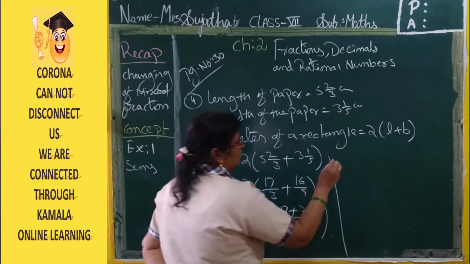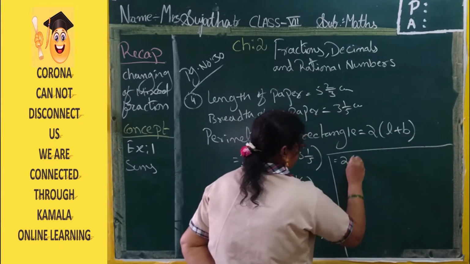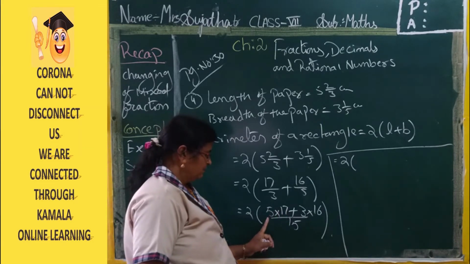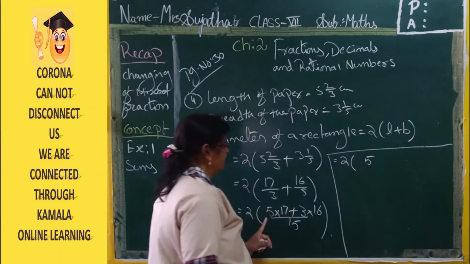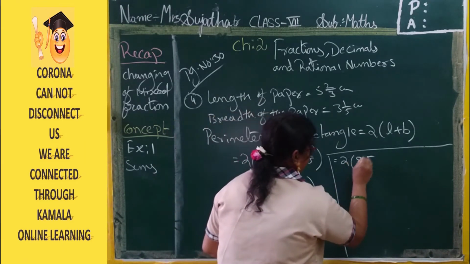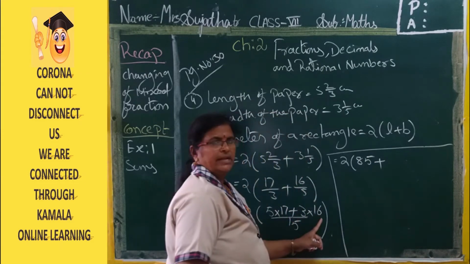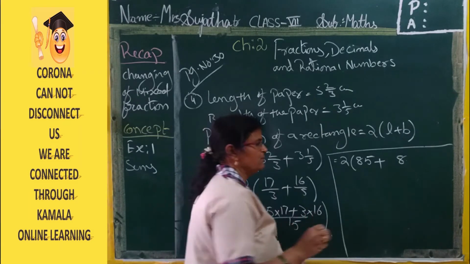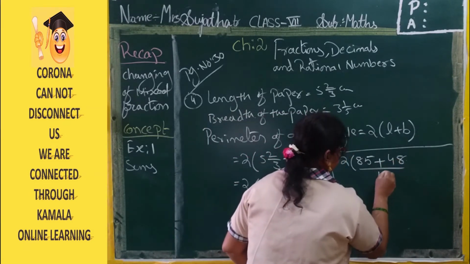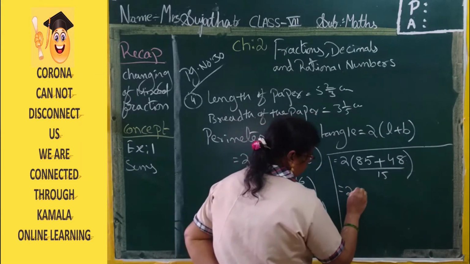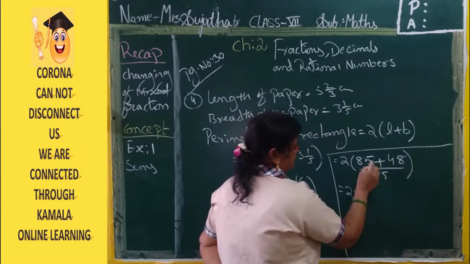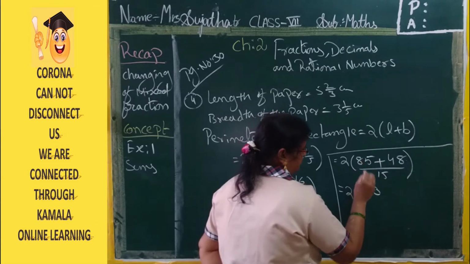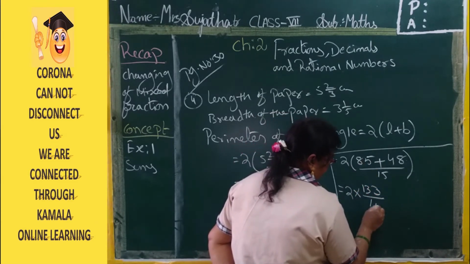Now 2 into 15, 5 into 17. 5 sevens are 35, 3 carry. 5 ones are 5 plus 3, 8. 85. Plus 16 into 3. 3 sixes are 18, 1. 3 ones are 3, plus 1, 4. 48 by 15. That is equal to 2 into 133 by 15. Now add this: 85 plus 48. 5 plus 8, 13, 1 carry. 1 plus 4, 5. 5 plus 8, 13. 133 by 15.